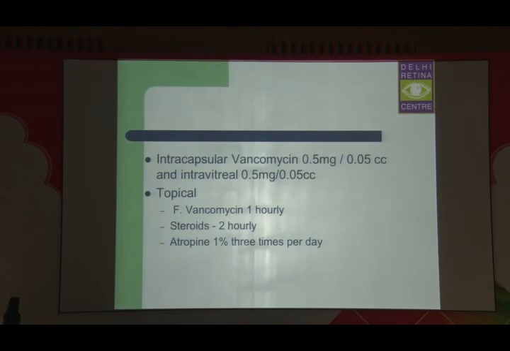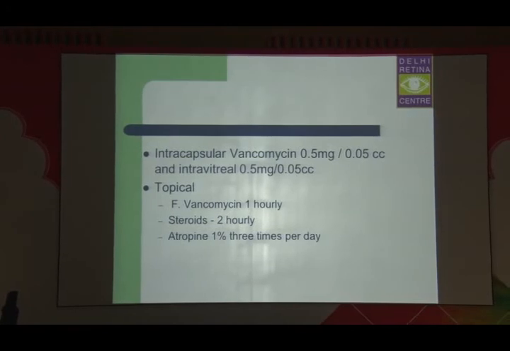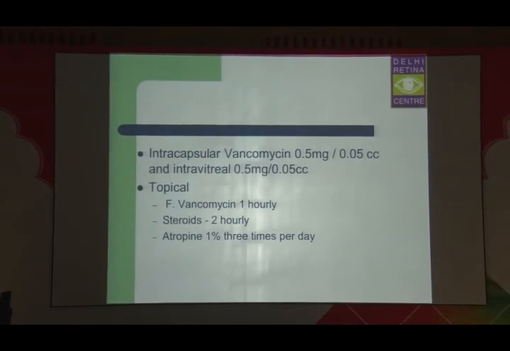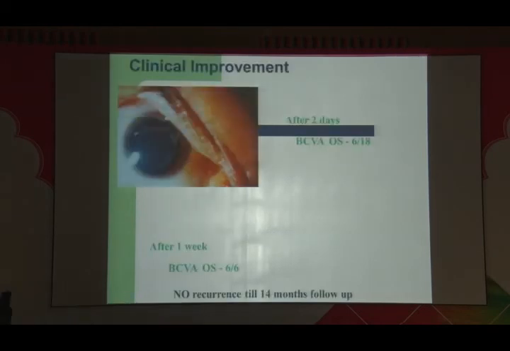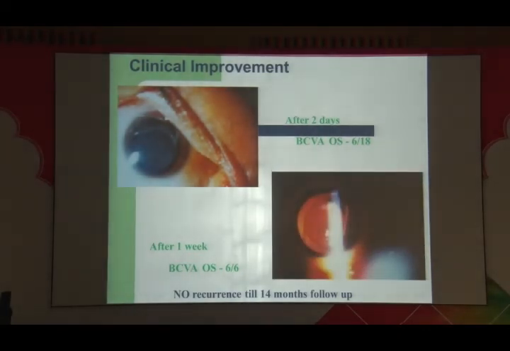And this patient received intracapsular vancomycin because most of the pathology is in the bag itself from where the infection is originating. So we gave half dose of vancomycin in the bag and half dose in the vitreous cavity and started him on fortified vancomycin, topical steroids and atropine drops. So 2 days after injection, vision improved to 6/18, and 1 week after giving injection, vision was 6/6, and fortunately there was no recurrence.